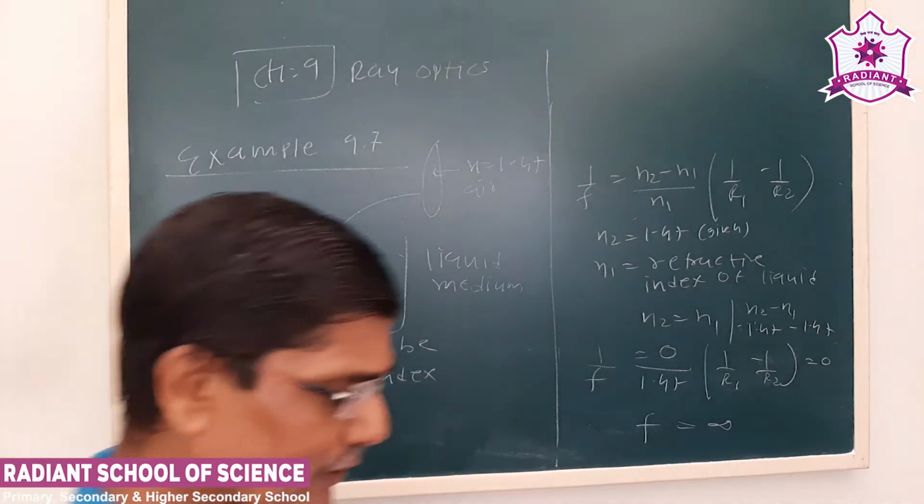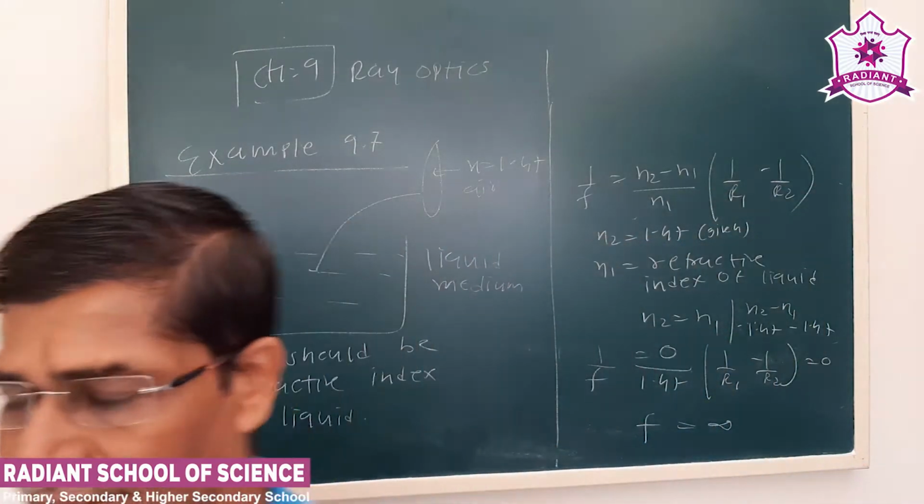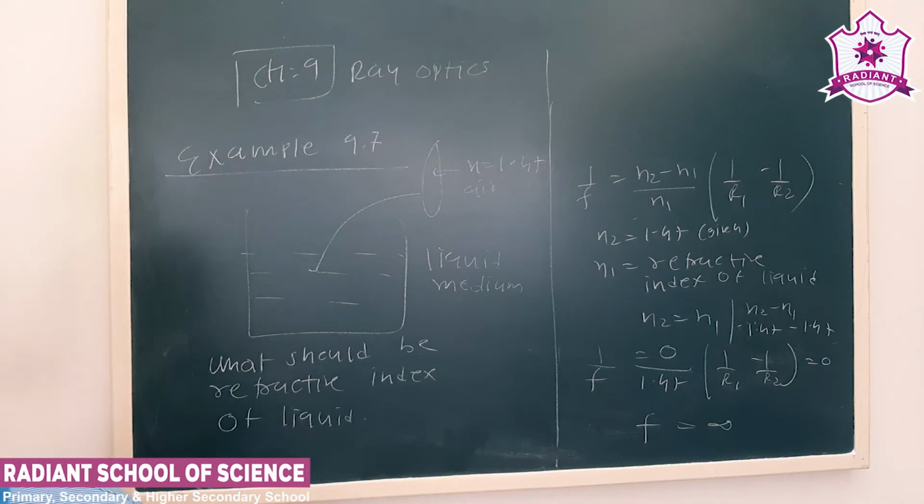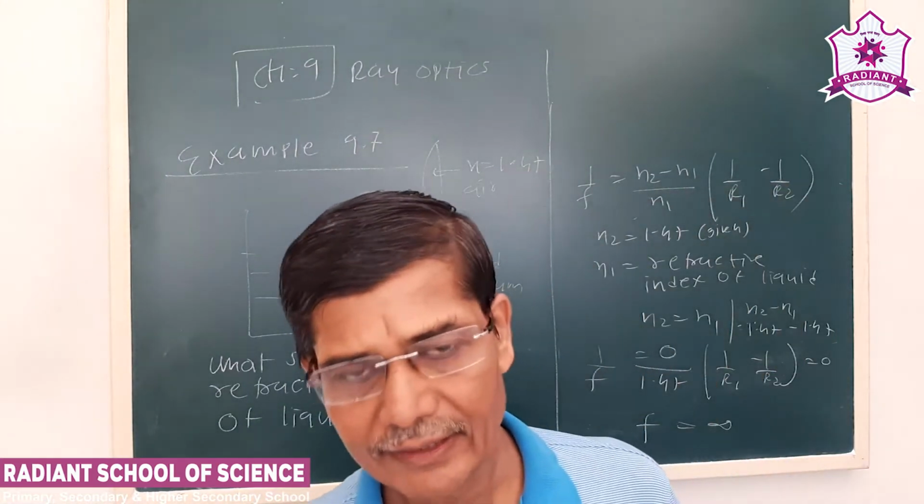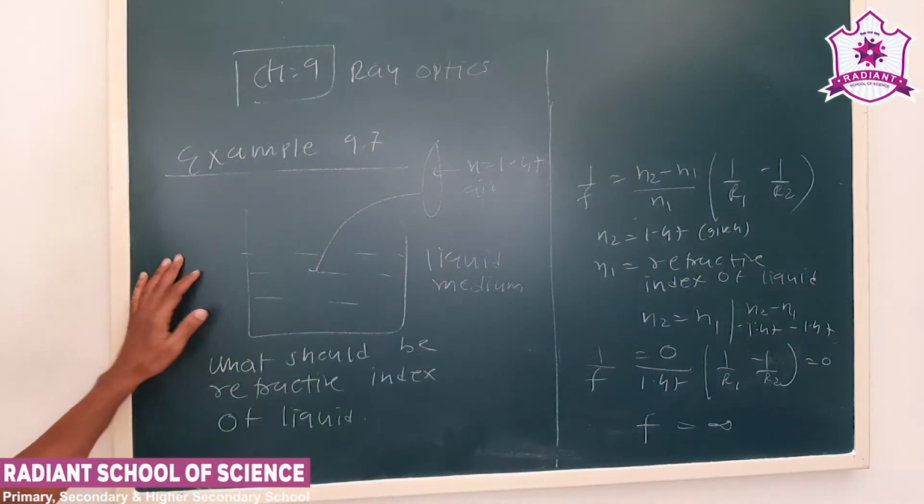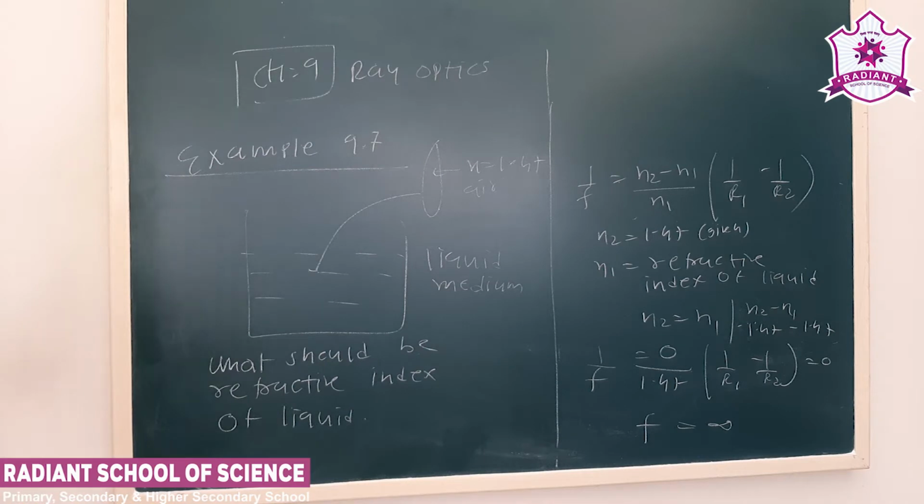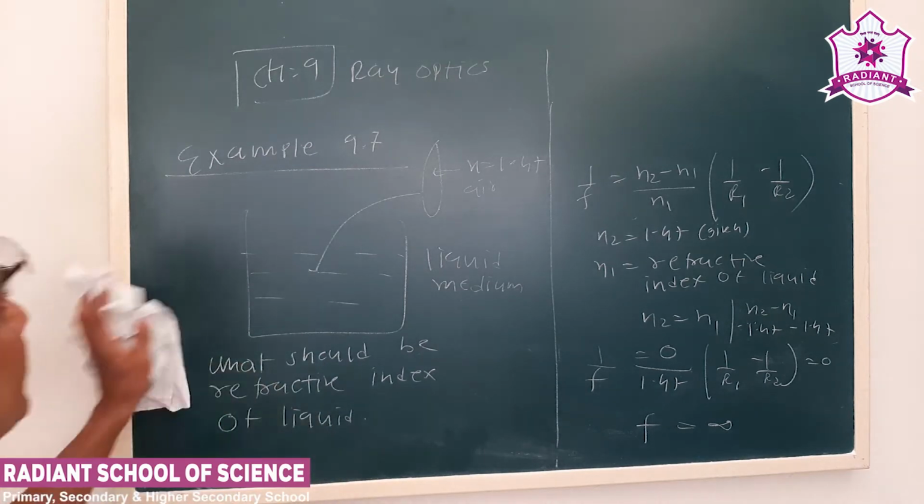So we have to keep in mind that whatever the refractive index of the lens, if we keep it in a liquid of a similar refractive index value, then the lens will disappear. So this is about example number 9.7. Now next is example number 9.8.